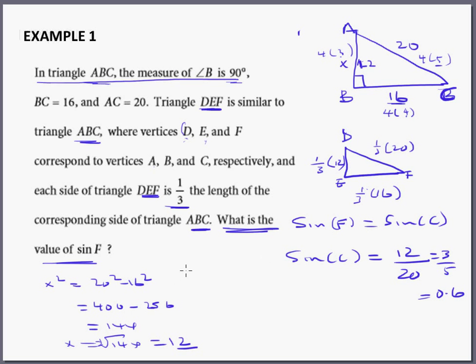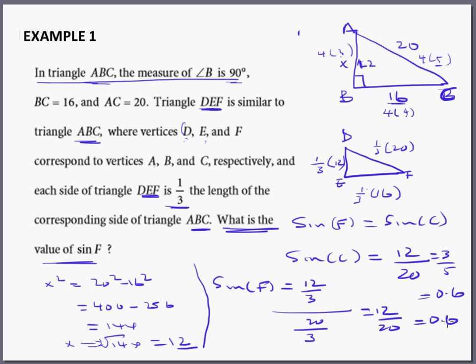But let's say we didn't want to go that approach. Then we can say that our sine of F will be equal to 12 divided by 3, and we have to divide the hypotenuse, which is 20, also by 3, which is the same thing as 12 divided by 20, which is also 0.6. Right?